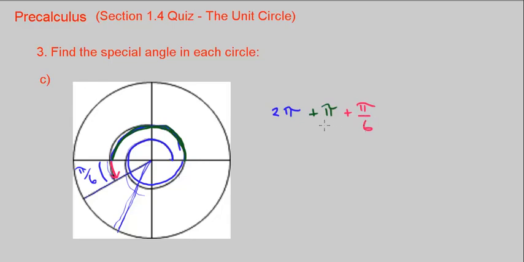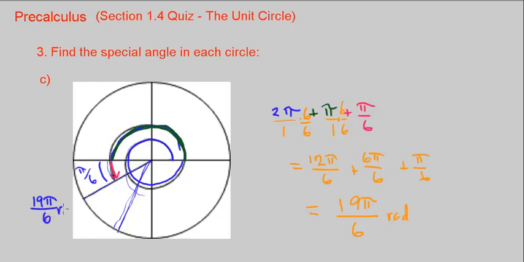So the common denominator, these are all over 1, so the common denominator is 6. So to get this one here to be over 6, we multiply by 6 over 6. This one too, multiply by 6 over 6. So we get 6 times 2 pi is 12 pi over 6, plus 6 times pi is 6 pi over 6, plus pi over 6, right? Just add these together. 12 pi plus 6 pi is 18 pi, plus pi is 19 pi over 6 radians. So this angle is equal to 19 pi over 6 radians.